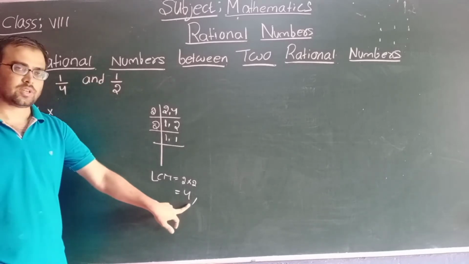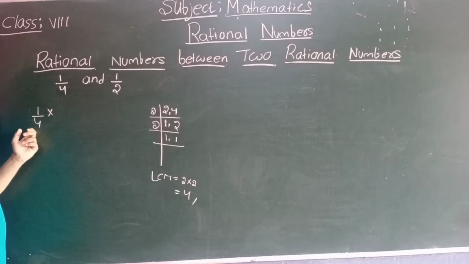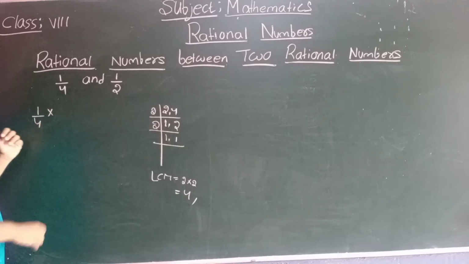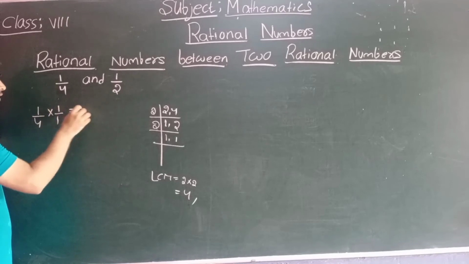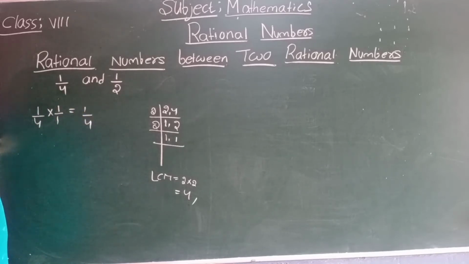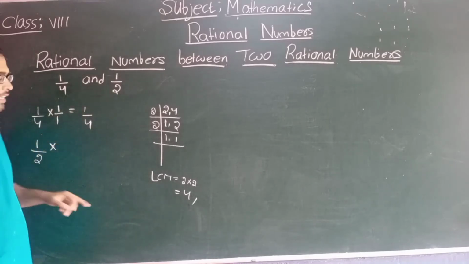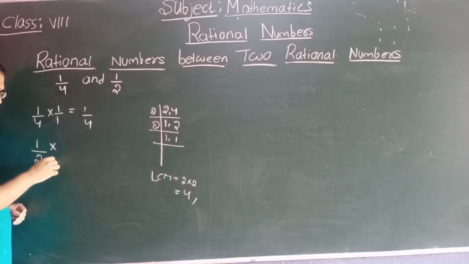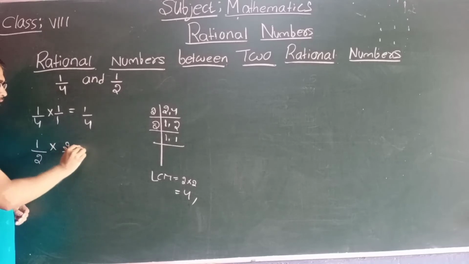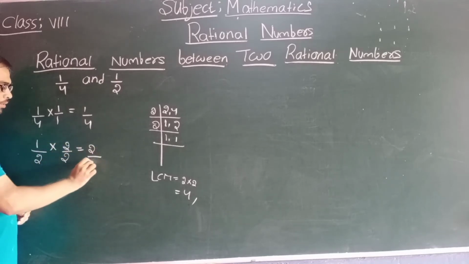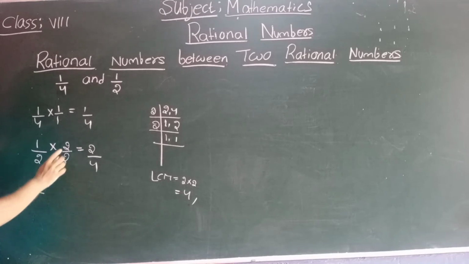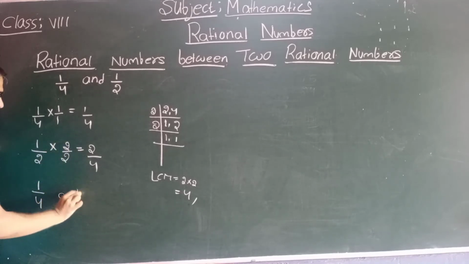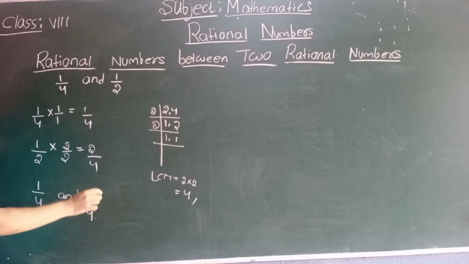Now take this number, 1 by 4. Here the LCM is 4 and the denominator of this rational number is also 4. Then what do you need to multiply? Just multiply 1 by 1. 1 ones are 1, 1 fours are 4. Next, take this number, 1 by 2. Here the LCM is 4 and our denominator is 2. So what do you need to multiply to make it 4? 2, no? So multiply 2 by 2. 1 2s are 2 and 2 2s are 4. We can rewrite these two numbers as 1 by 4 and 2 by 4.